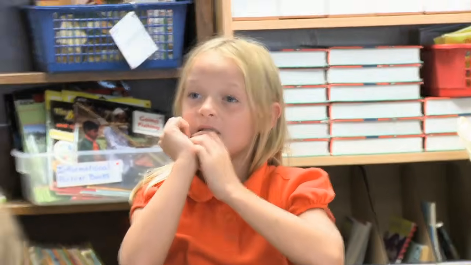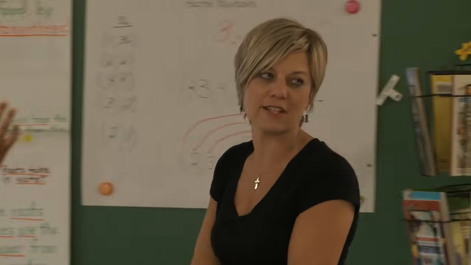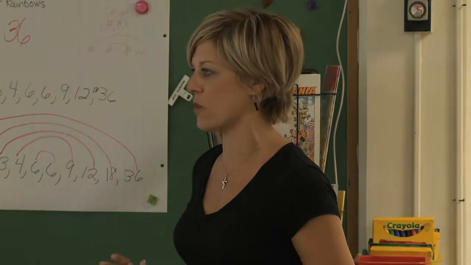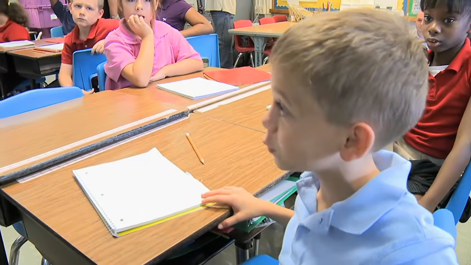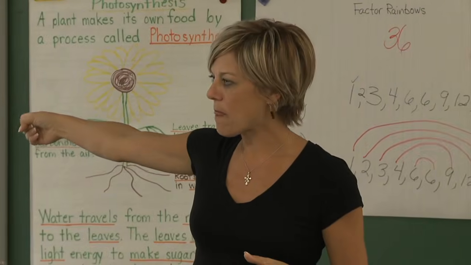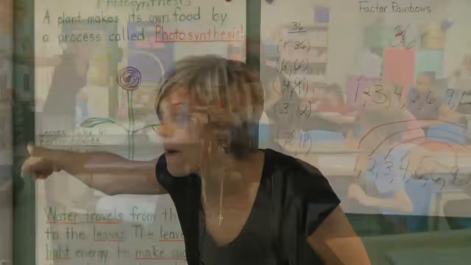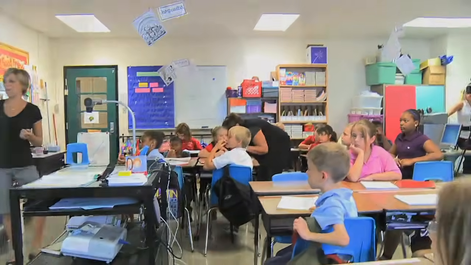Very good. 28 what? 28 apples. Why should we label them? Why should we label every answer in a math story? So the person knows what you're talking about. Absolutely. What's this story about? Apples. And we don't want to put oranges. No. We don't want to put raindrops. No. We want to put apples.